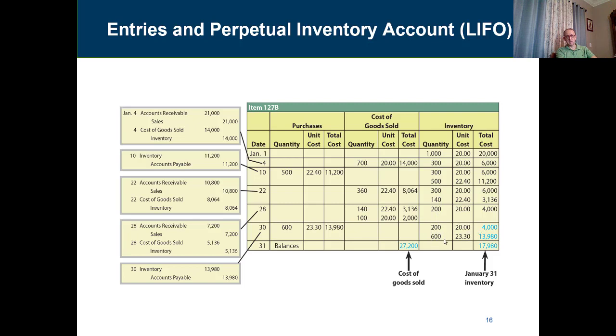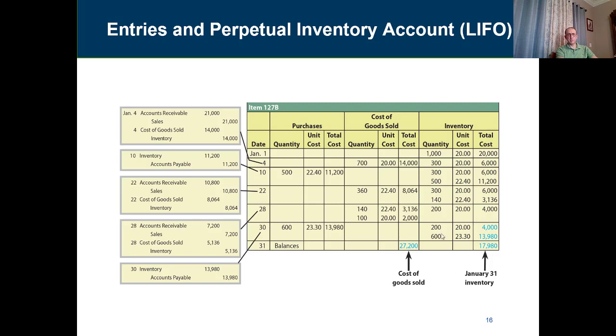So 600 is the latest batch at $23.30, and that would leave us with these two totals, 4,000 and 13,980. So the total cost of goods sold would be the total for that column: the 14,000 plus the 8,064 plus the 3,136 and the 2,000, for a total of 27,200. And then the total for the inventory balance would be the last batch here.